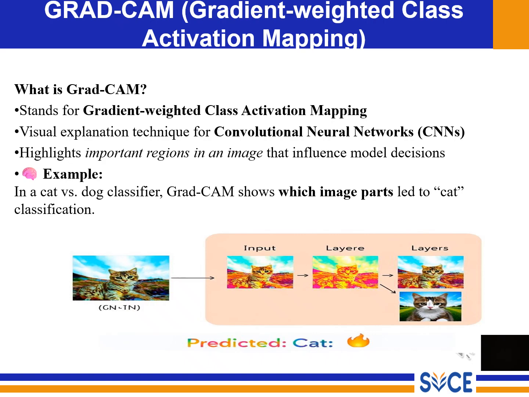The model predicts cat, but GradCam helps us answer why. It shows which regions of that image were important in making that prediction. So if you have a cat sitting on a sofa, GradCam might highlight the cat's ears and eyes in bright red. That means the model looked at those parts to decide it is a cat.